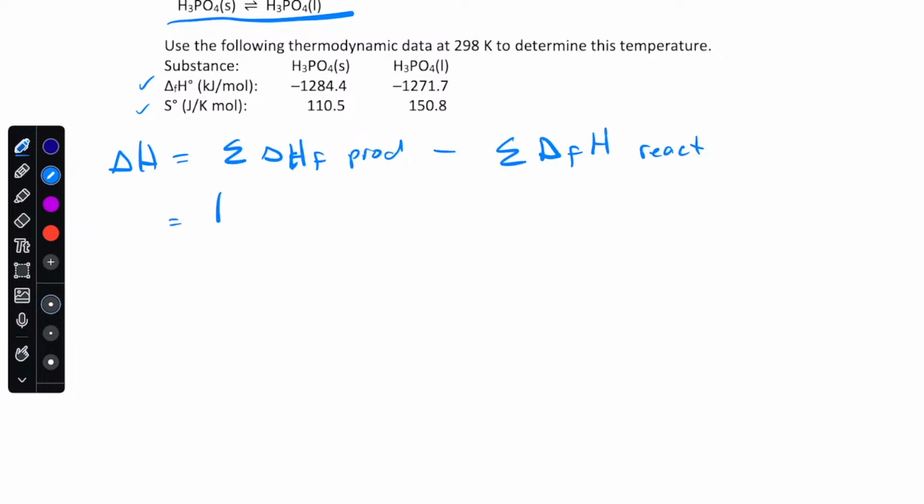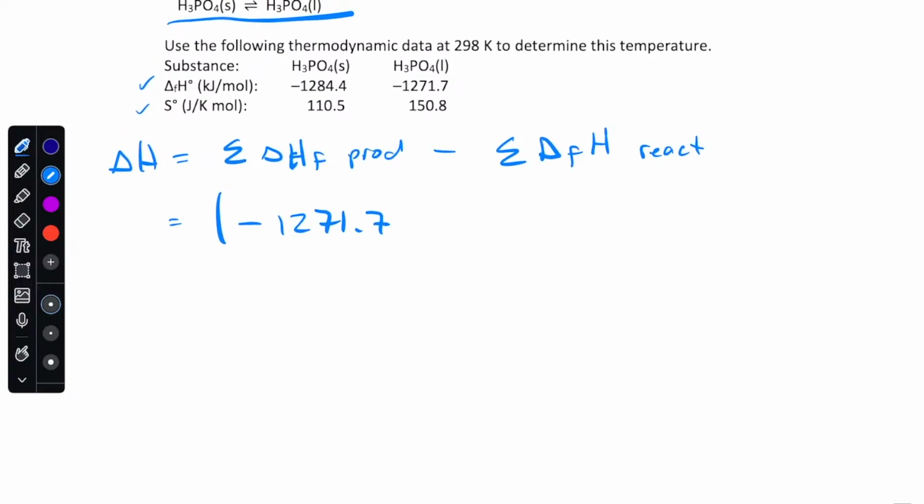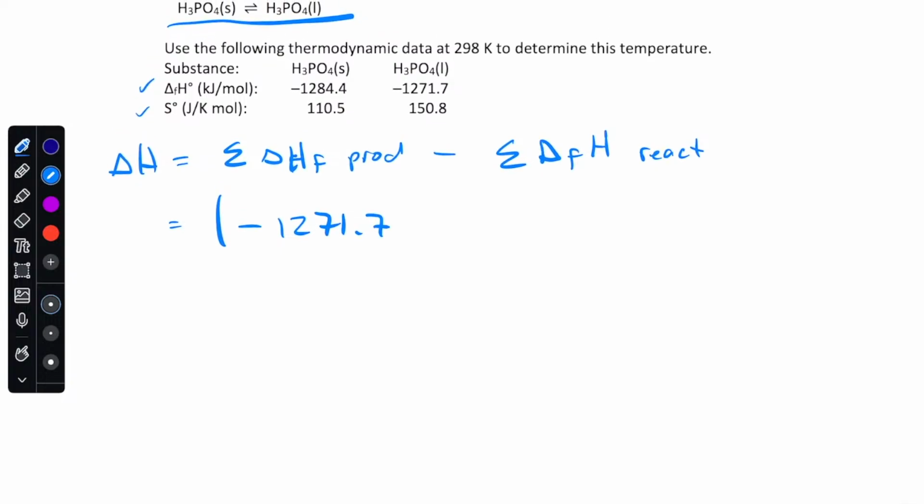Okay, so that's just going to be equal to the product, which is the liquid. Isn't it reactants minus products? No, products minus reactants. The only time it's reactants minus products is when it's bond dissociation energies, which we did a problem a few slides ago doing that. So it's always products minus reactants for enthalpies of formation. Minus our reactant, which is the solid.